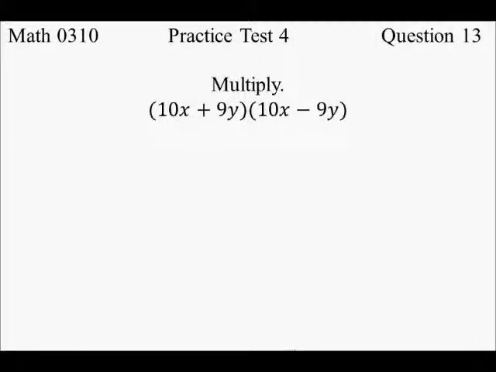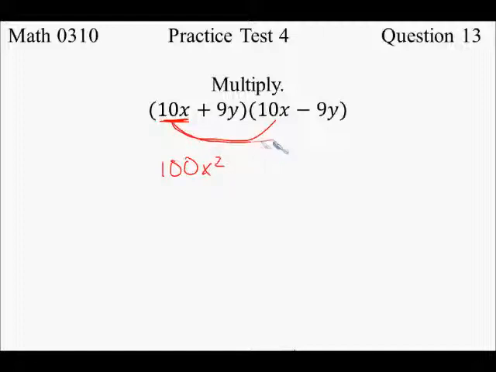Question 13. Multiply the quantity 10x plus 9y times the quantity 10x minus 9y. So again, we're going to be distributing each term in the first quantity into each term in the last quantity. So first, let's begin by distributing our 10x. 10x times 10x, we look at the like parts. 10 times 10 would give us 100, and x times x would give us x squared. So 100x squared for the first term.